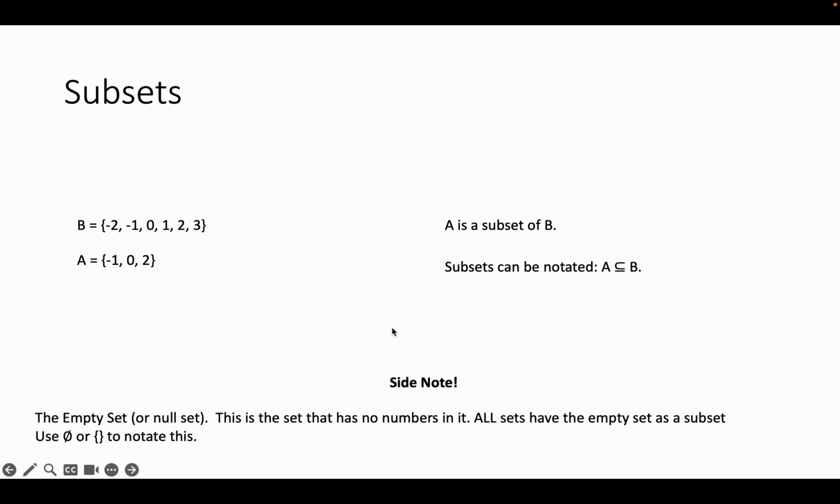There's a side note that you just need to remember. The empty set, or the null set. This is the set that has no numbers in it. All sets have the empty set as a subset. Use this notation or this notation to notate this.